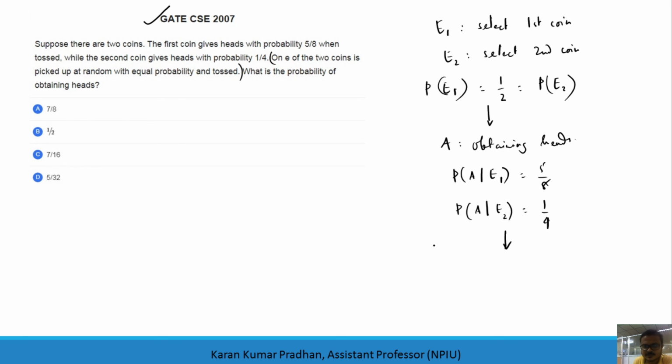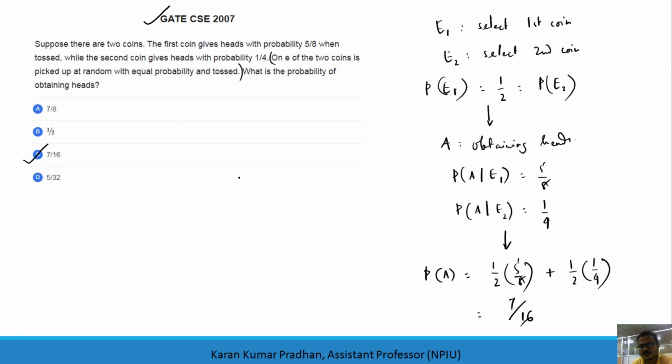So now the probability of obtaining heads, using the prior probabilities we have, will be 1 by 2 times 5 by 8 plus 1 by 2 times 1 by 4. Which is 1 by 2 times 5 by 8 plus 2 by 8, which is 7 by 16. So you will get the solution as this.